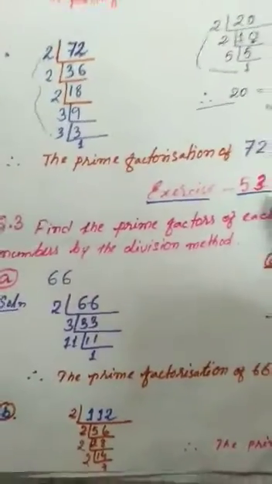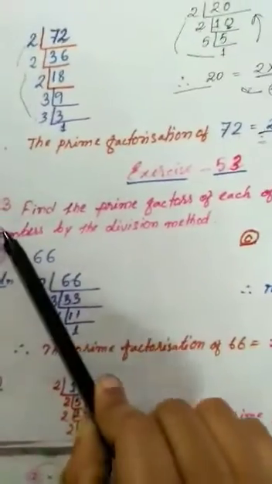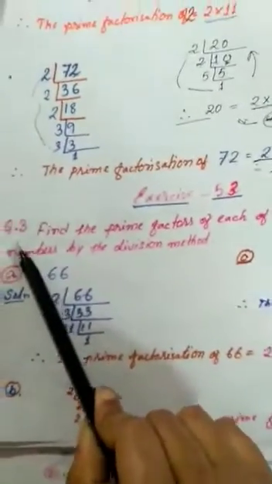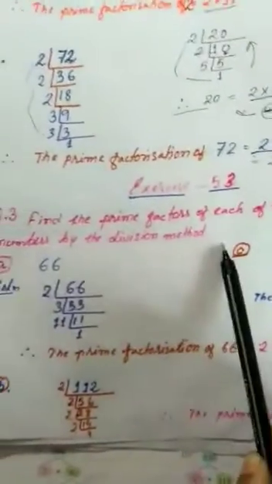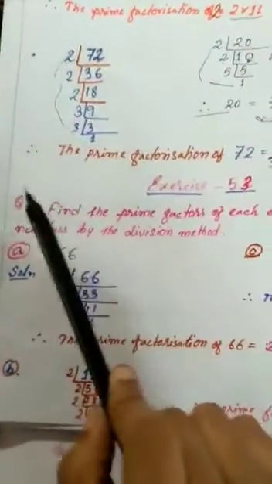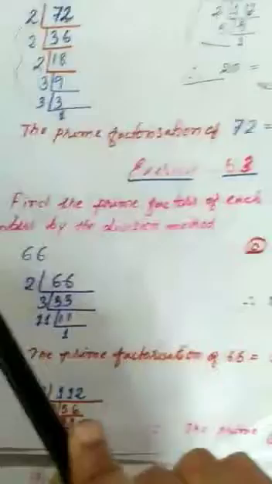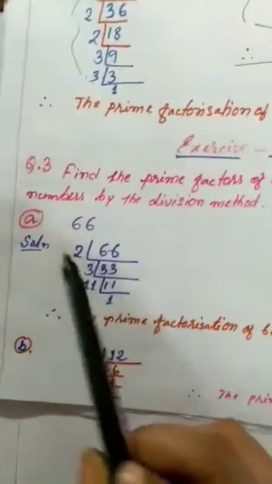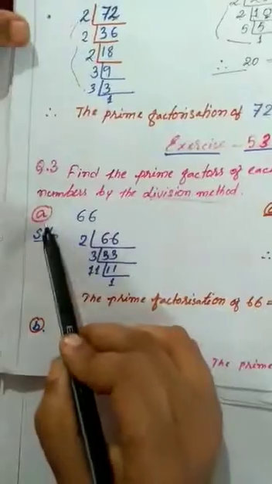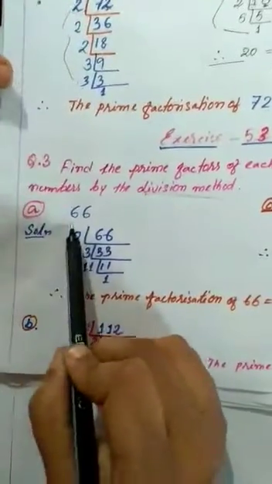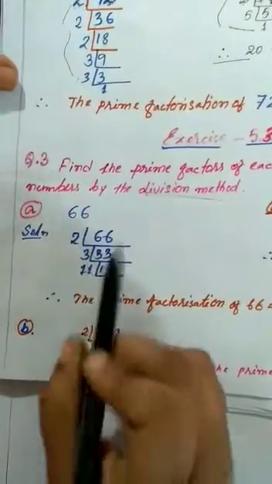Alright, so in exercise 5.3, you can see that till question number 2 we have done. Question number 3 is: find the prime factors of each of the following numbers by the division method. How can we do it, students? We have to solve all of these by the division method. Question A is 66. So how can we solve 66?